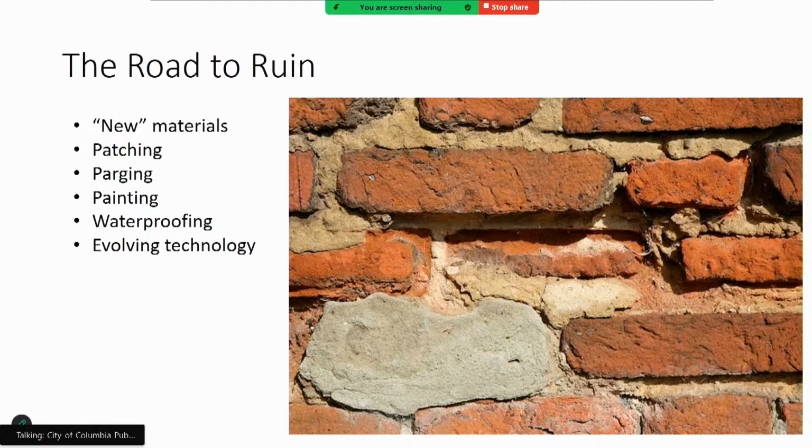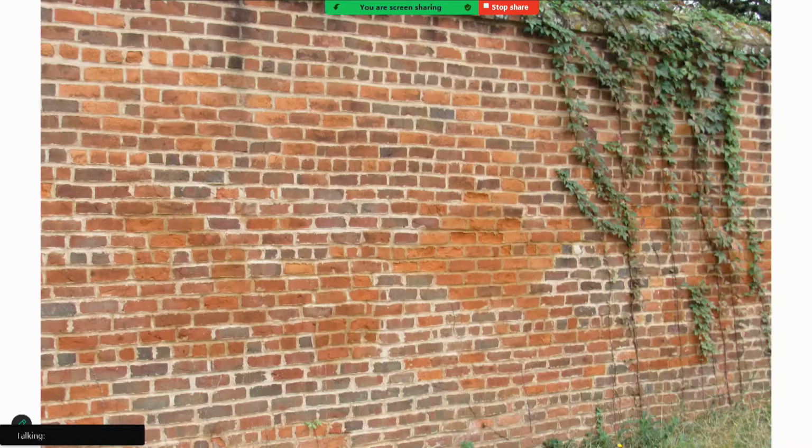So we see all those issues a lot. And obviously the big one for us that y'all see a lot is painting brick, which we do not normally recommend. So these are just some pictures I've taken over the years of bricks with issues.